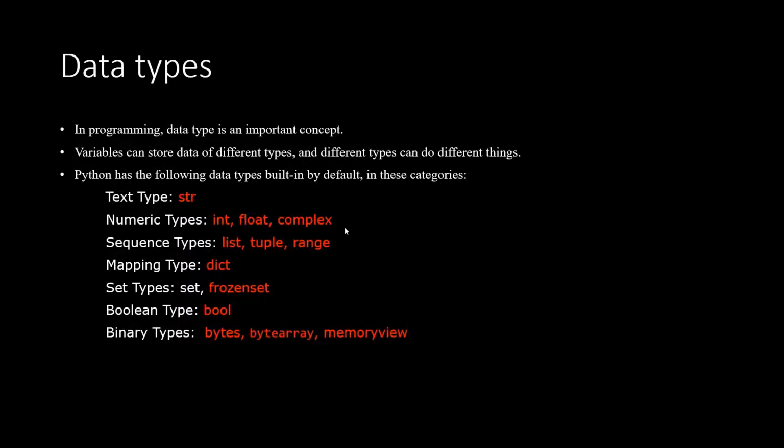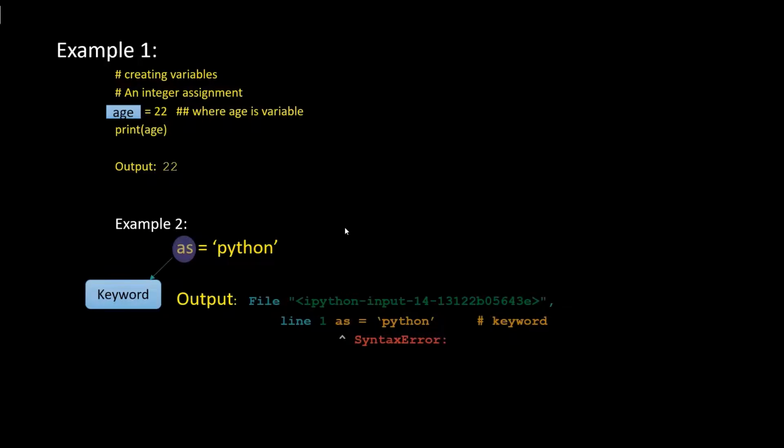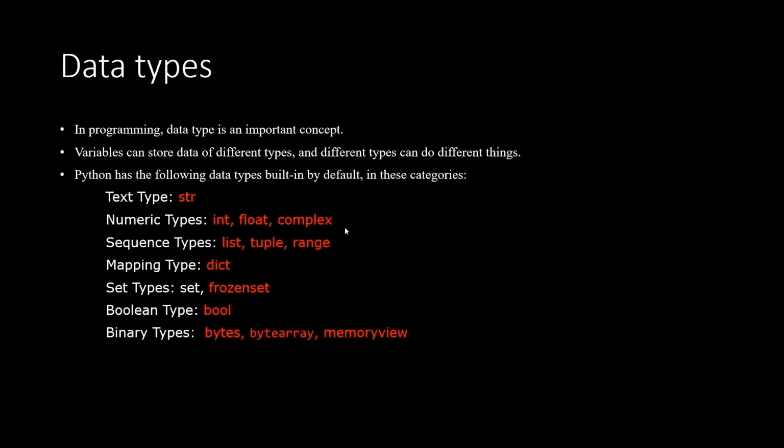In programming, data types are a most important topic. Variables can store data of different types, so each and every variable can store a different data type. Let's see, here there is a string: 7_code = 'Python', located in single quotation marks. It's a string, and a = 22 is numeric. So a variable can store different types of data in different formats.